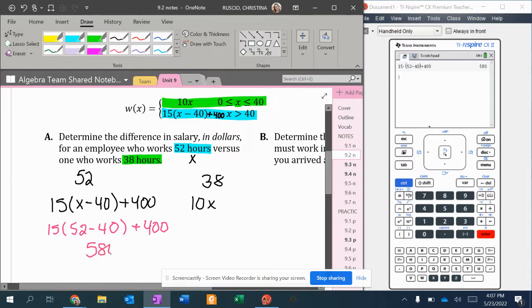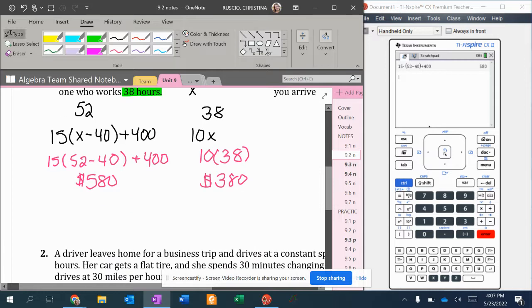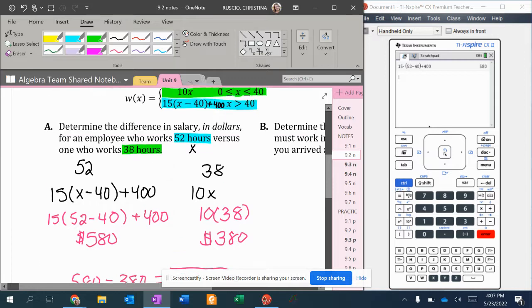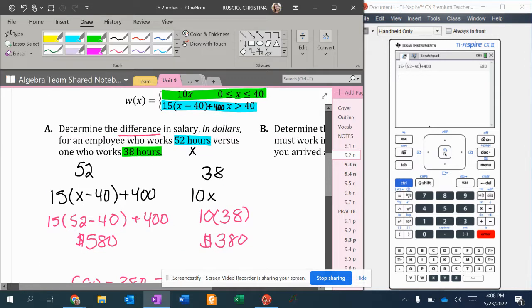So $580. Sorry, my dog's barking. And then 10 times, in this case, 38. I don't need my calculator for that. That's 380. So if I want to find the difference, that's just 580 minus 380, which is a difference of $200. And some of you are like, why are you doing that again? Well, look at it's asked to find the difference between the two.